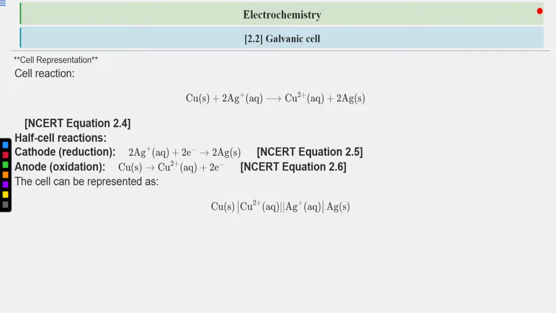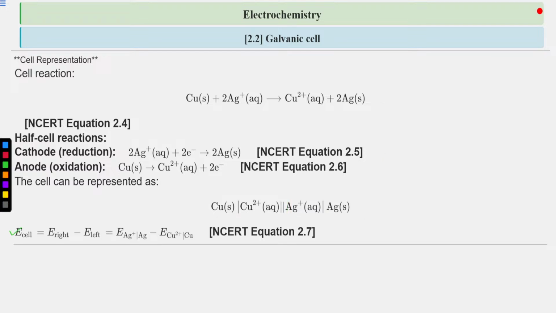Now for this cell reaction, the cell can be represented as Cu | Cu2+ || Ag+ | Ag. Okay, so this is the cell representation for the given cell reaction, where this double dash represents the salt bridge between the two electrodes. One is for the copper, another is for the silver. So this is the cell representation for this given cell reaction, and these are the two half reactions for this given redox cell reaction.